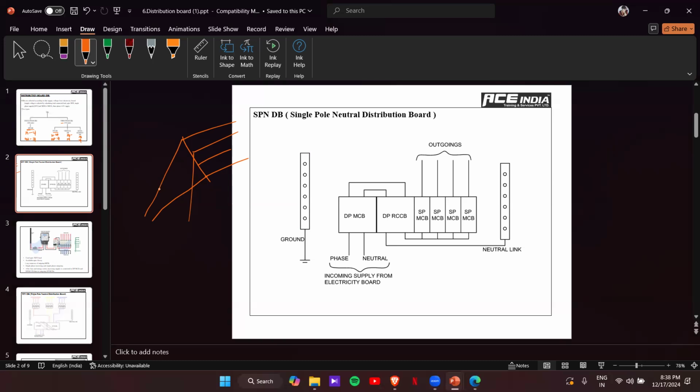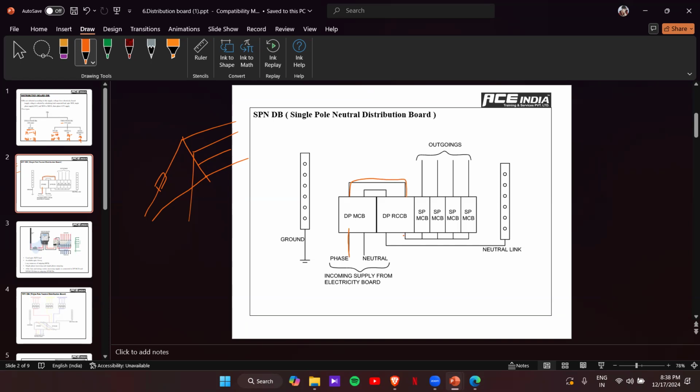The phase power will be connected to a fuse, then to an energy meter for billing purposes, to take the reading of how much energy you're consuming. Then we'll have the double pole MCB. For a single phase connection, the main incomer will be a double pole MCB with a double pole RCCB also. And from here, this is the phase connection.